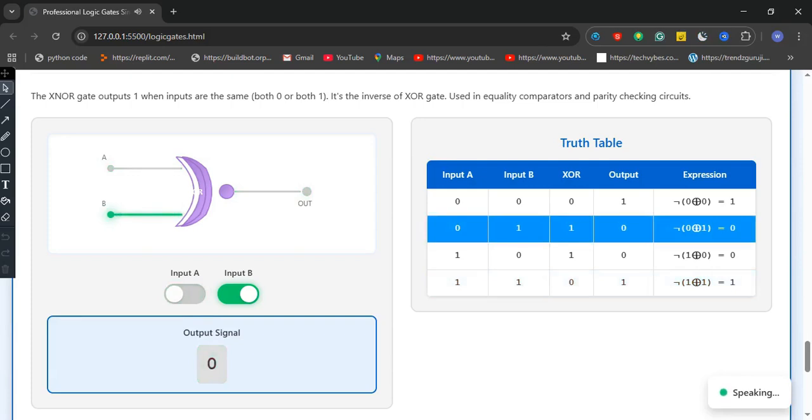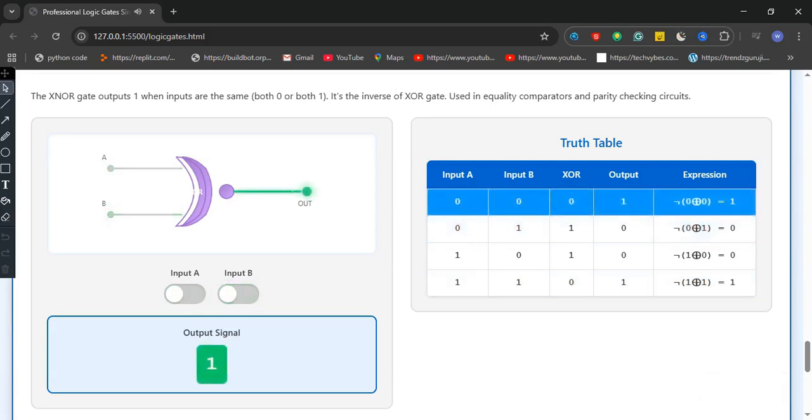XNOR gate input A is set to low. Inputs are different, so XNOR gate output is low. XNOR gate input B set to low. Inputs are the same, so XNOR gate output is high.